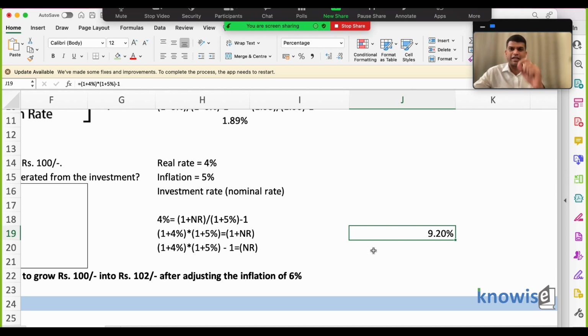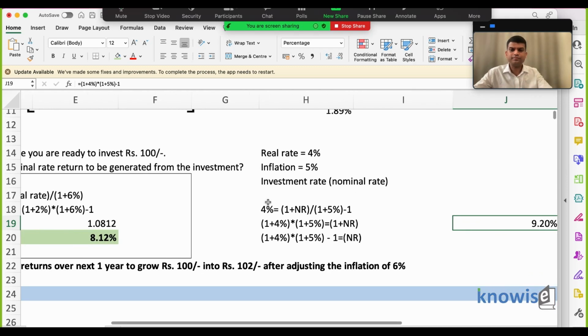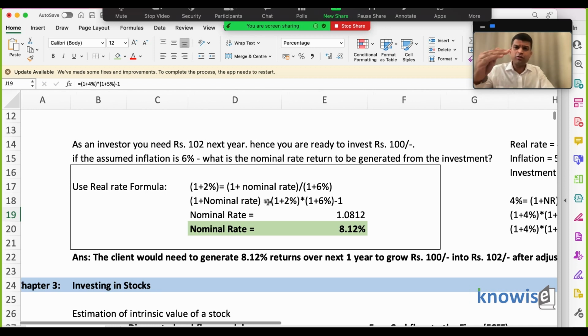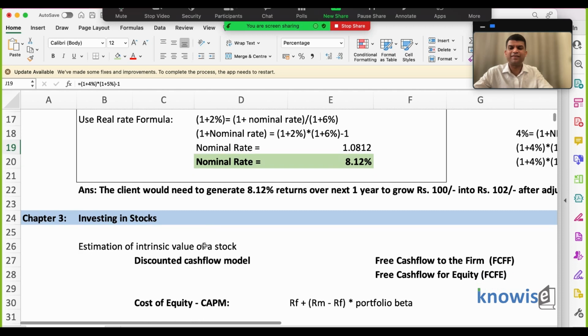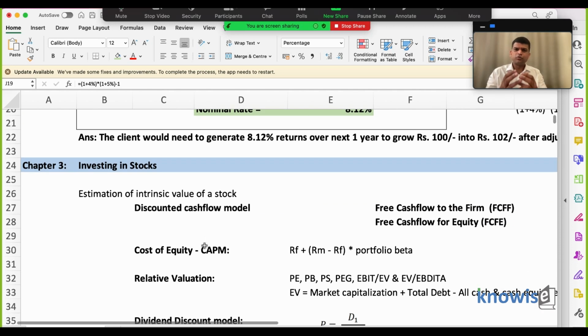So that is from chapter 1. Now moving on to the next chapter. In chapter 2 there are no numerical concepts covered. Chapter 3 has certain numerical concepts. Chapter 3 deals with investing in stocks. So in investing in stocks, what kind of numerical questions or scenarios do you think we would get?